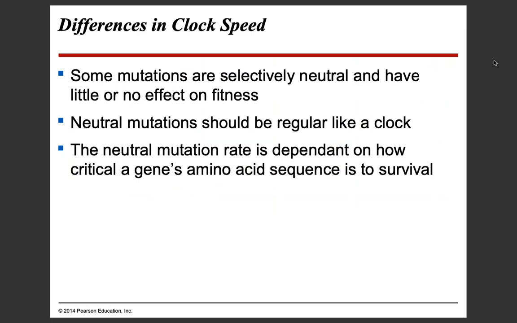Okay, so differences in clock speed. Some mutations are selectively neutral, which means that they have little to no effect on fitness. It does not affect whether the organism is fit for that environment or not. It kind of has no change. So neutral mutations should be regular, like a clock. The neutral mutation rate is dependent on how critical a gene's amino acid sequence is to survival. So we have differences in the clock speed depending on the type of mutations that are occurring. Obviously, if it's disadvantageous, those organisms are going to be dying off pretty quickly. But if it is a neutral change, there's really no immediate effect on the organism's chance of survival, so they're a little bit harder to pin down.